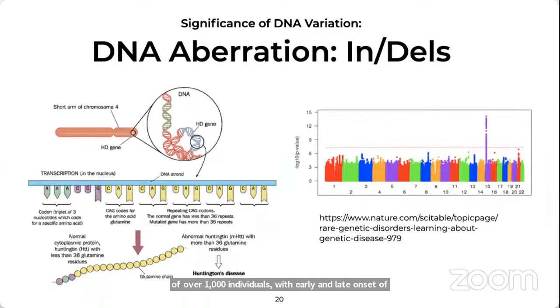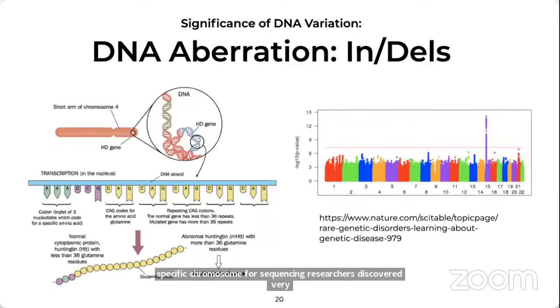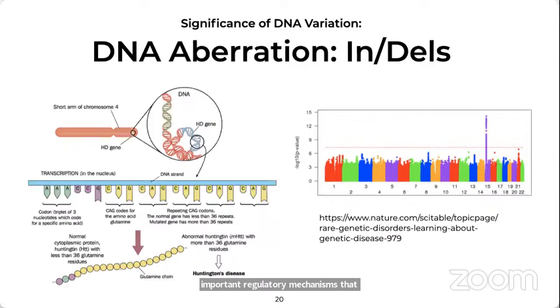By using whole genome sequencing and targeted sequencing of chromosome 4, researchers discovered very important regulatory mechanisms that differ between the groups, one in which we observe early onset and another in which we observe late onset. And that is associated with chromosome 15, where we have abnormal copy number variations of a specific gene, and that results in slower development of this specific disease, with different mechanisms of disease progression.